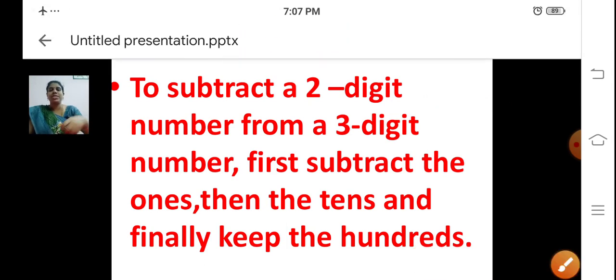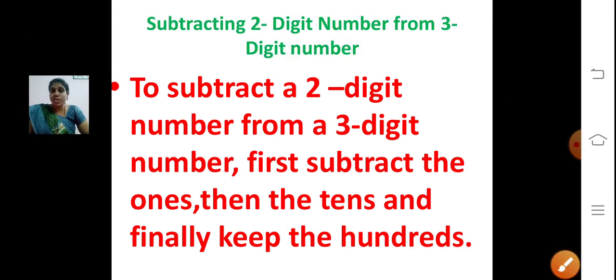So today we are going to see subtracting a two-digit number from a three-digit number. How to subtract a two-digit number from a three-digit number. First subtract the ones. From where will you start? From the ones place, right? First subtract the ones, then the tens, and finally keep the hundreds as it is, because we are subtracting a two-digit number from a three-digit number. So we have to keep the hundreds place the same.